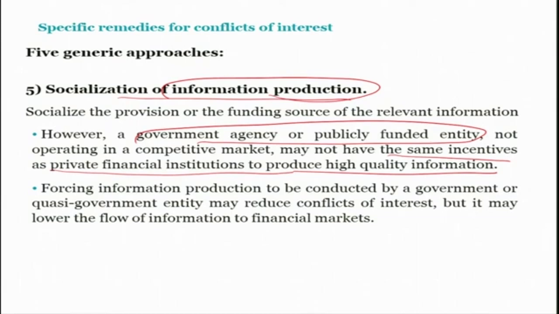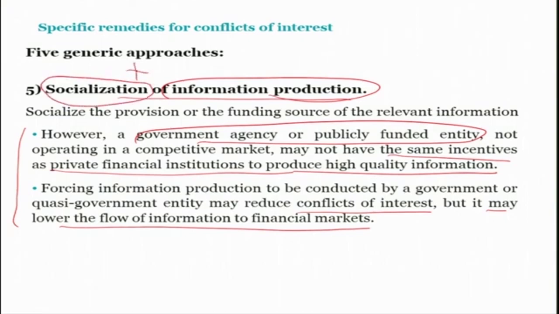Not only that, forcing information production to be conducted by a government or quasi-government entity may reduce conflicts of interest, but it may lower the flow of information to financial markets. On the one side, government agencies won't be that much incentivized. On the other, the firms may not be willing to share all this information with a credit rating or a public agency, a government agency. So all this would sometimes affect the information production. So though we recommend socialization as one of the solutions, at the same time it has its own cons as well. That means the flow of information to financial markets may not be that robust or sound enough.